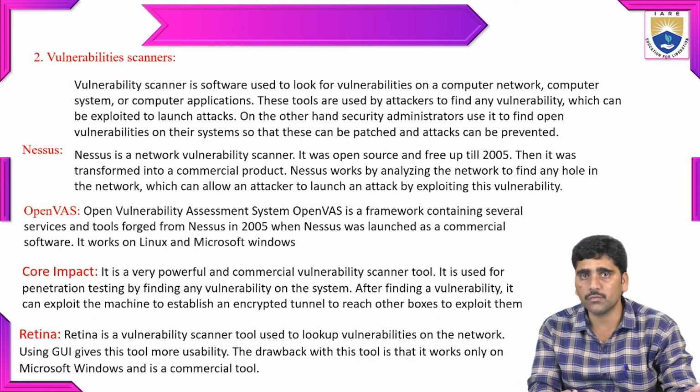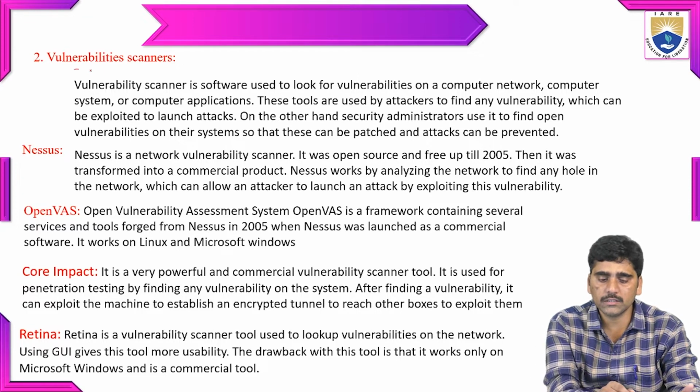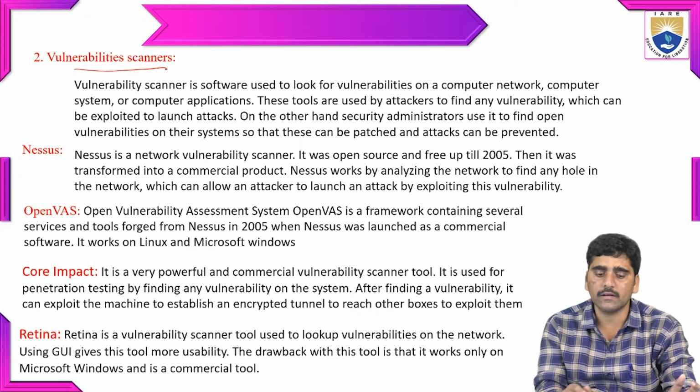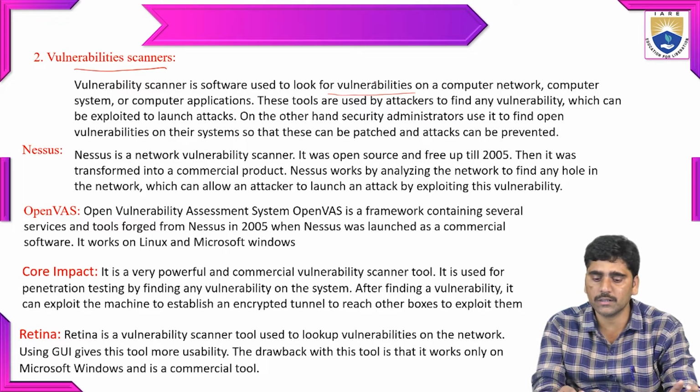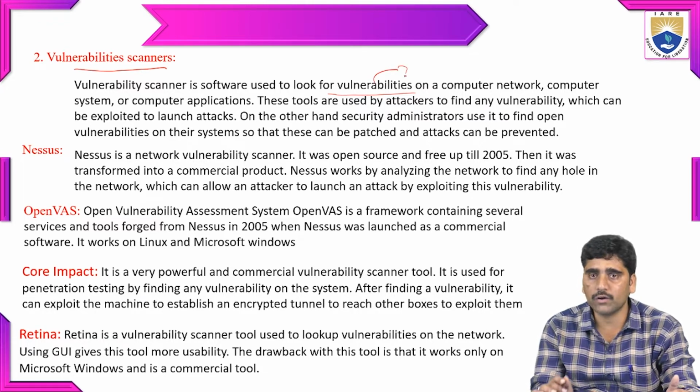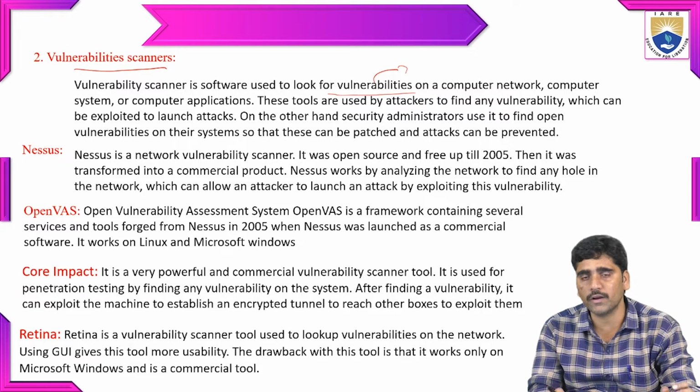And the second one is what? Vulnerability scanners. A vulnerability scanner is a software which you can download from the net and install. Use it to look for vulnerabilities on a computer network. So it looks for what? Vulnerabilities. Vulnerabilities are nothing but loopholes or drawbacks that are used by attackers to attack. So those are the vulnerabilities on a computer network, computer system or computer applications. Anyway, you can see that they are used for looking for vulnerabilities.